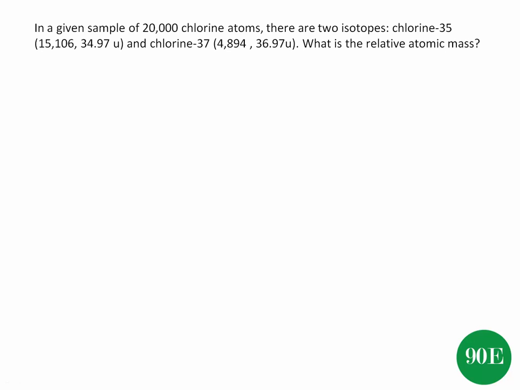So in our first example, it's quite similar to the one that we used in our last video, but with larger numbers. So we've got a given sample of 20,000 chlorine atoms, and we've got 2 isotopes, chlorine-35 and chlorine-37. If you remember from our last video, there's 3 things that we need to know about a sample to make sure that we can work out the relative atomic weight: the number of isotopes, their relative abundance, and the atomic mass of each isotope. So let's put in the numbers here.